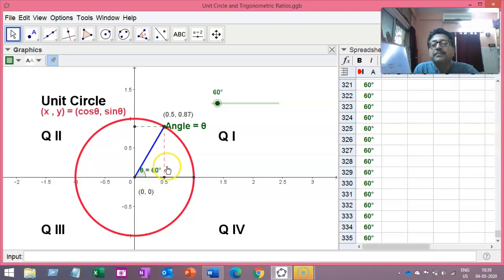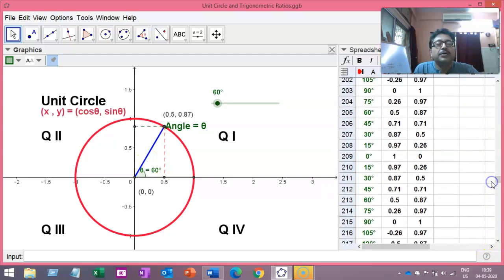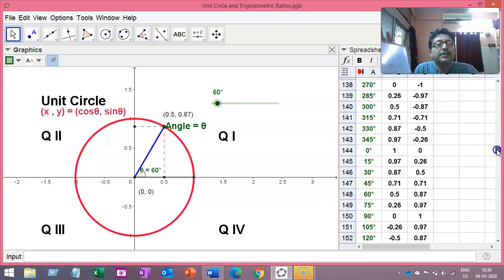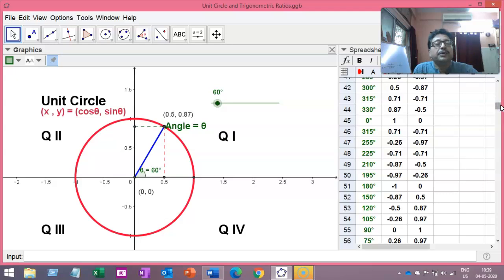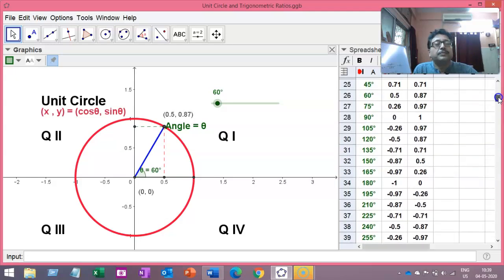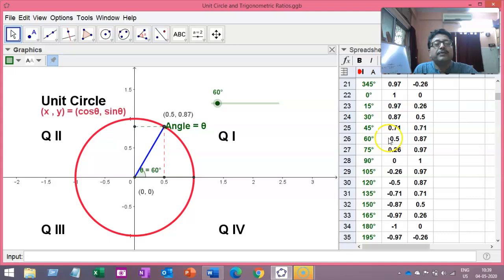This length is base by hypotenuse. It will give you 0.5 by 1 always. So cos 60 degree is 0.5 by 1. This is 0.5, because this is the base and this is the hypotenuse. Hypotenuse is 1 unit. By the definition of cosine of an angle, this will be 0.5 by 1. This answer is 0.5 only.